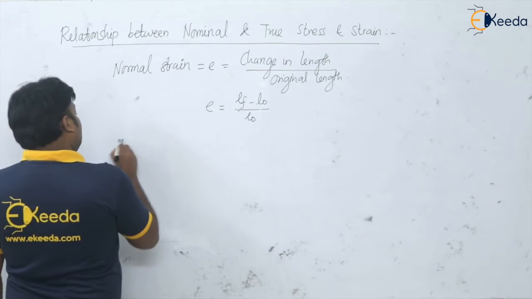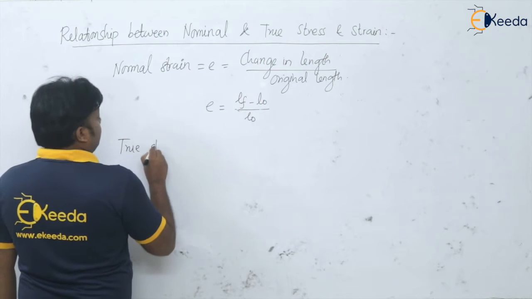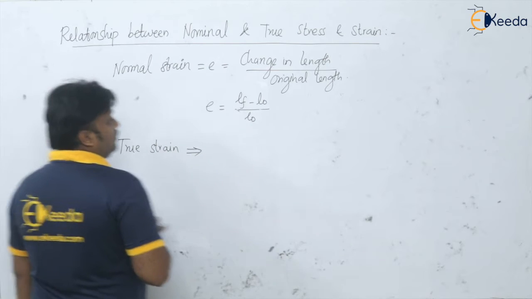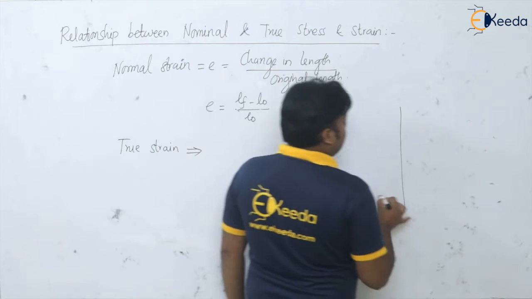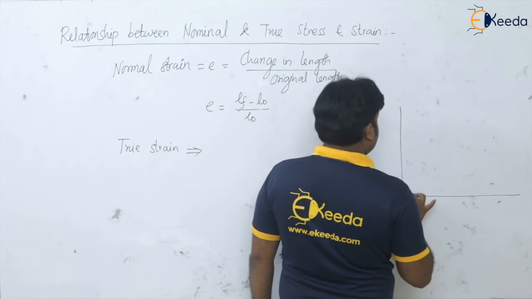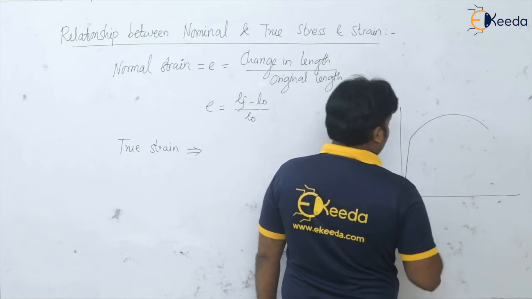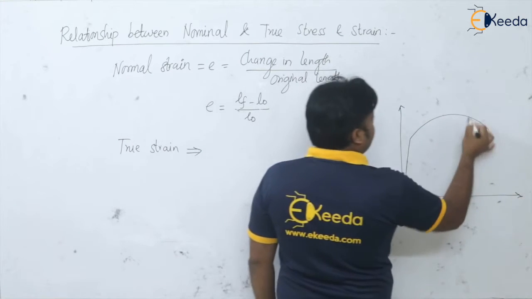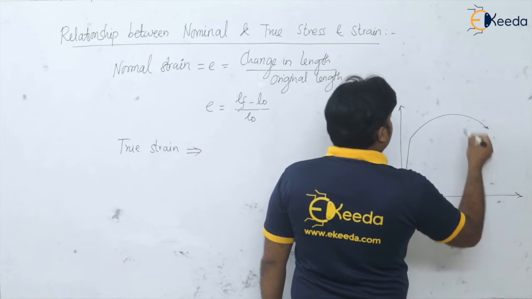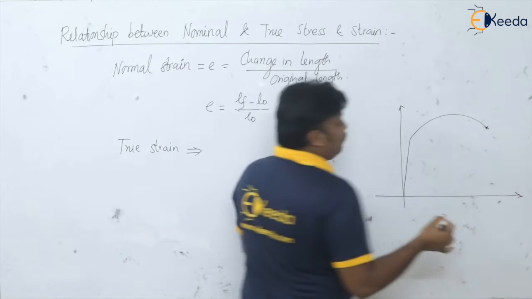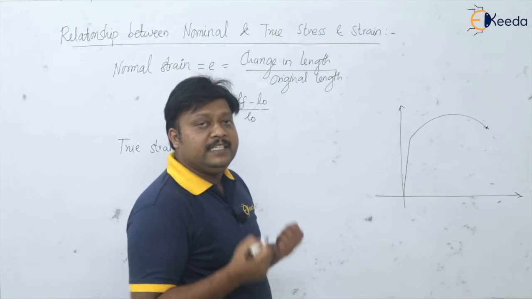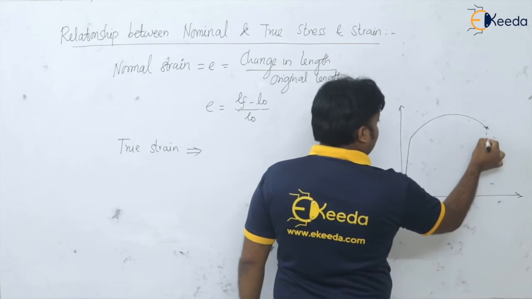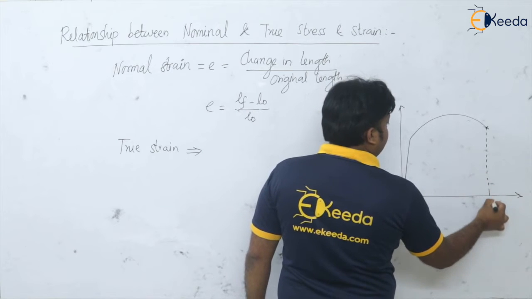And the true strain, how to give this true strain value? It is actually the summation of all the normal strains from L original to L final. So up to the fracture or up to the failure, we are going to measure the strain. It is nothing but the true strain, isn't it? Instantaneous strain if we want.